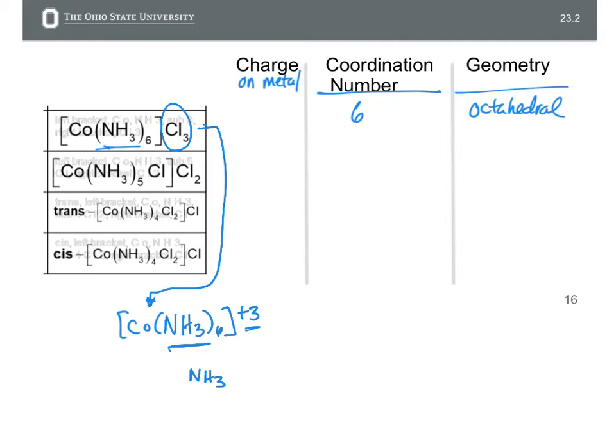This is just like figuring out oxidation numbers, like we did in our electrochemistry. So if the overall charge on the ammonia is 0, but our complex ion has a +3 charge, that means that cobalt has to be contributing that +3 charge. Does that make sense? We'll do a bunch of these.